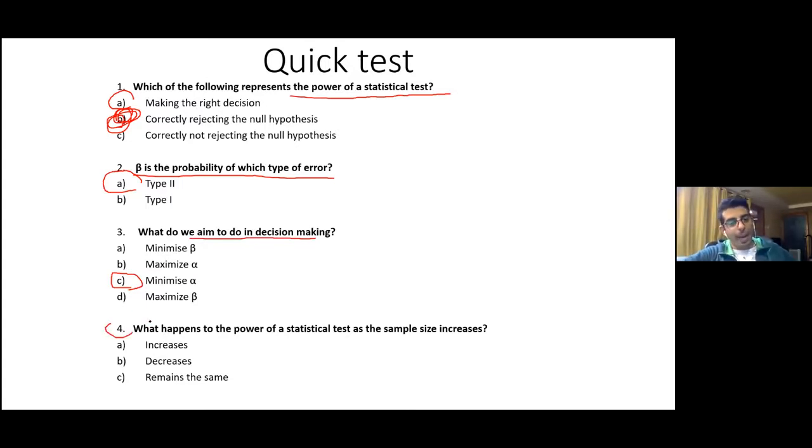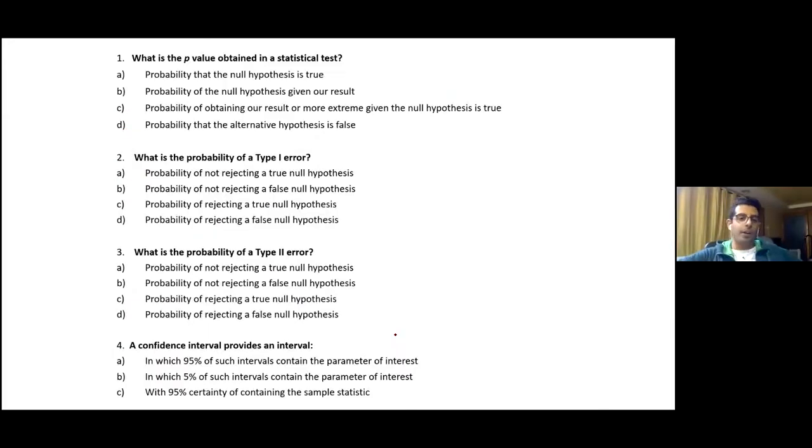So 4, what happens to power of a statistical test as the sample size increases? Increases, exactly. He could say, for example, if the effect size increases, if you decrease alpha, and so on. If you increase alpha, sorry, if you decrease alpha, power goes down. But yeah, this is just things that you need to think about, and you need to put all this theory in your head, either commit it to memory or understand it.